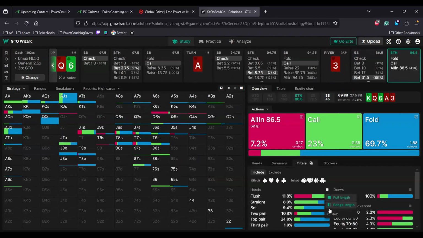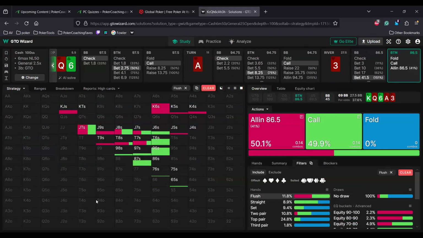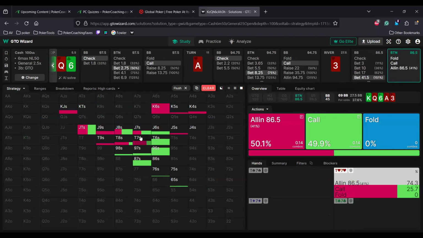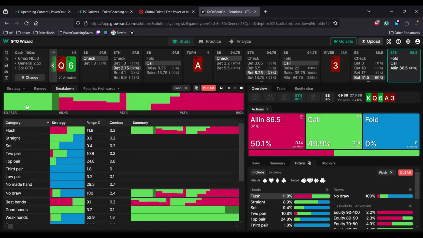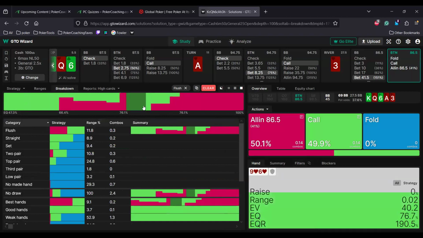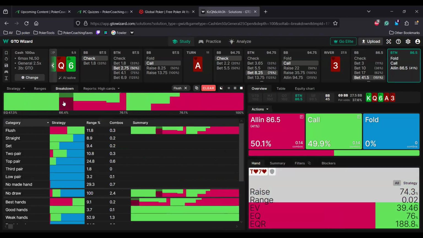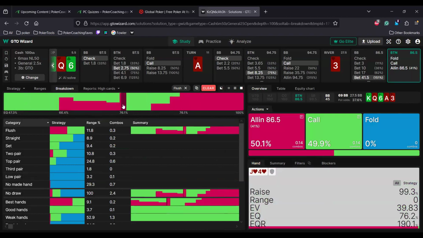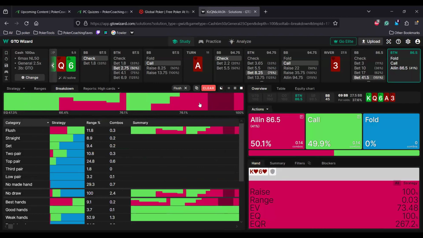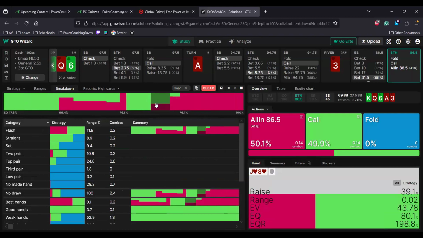10-7 is mixing. So is Jack 10. So let's look at it as a breakdown. This should be very linear. It's not. We just must have to do some weird blocking stuff. But 10-7 seems to be where we get our combos where we are mixing a little bit. So the nut flush always, and then it mixes a little bit after that.